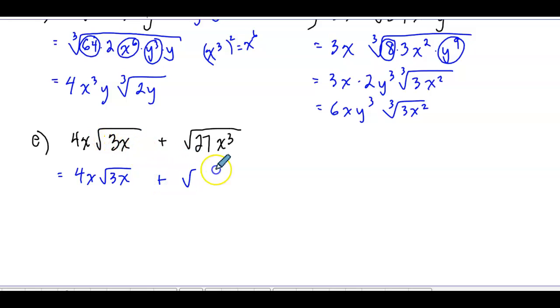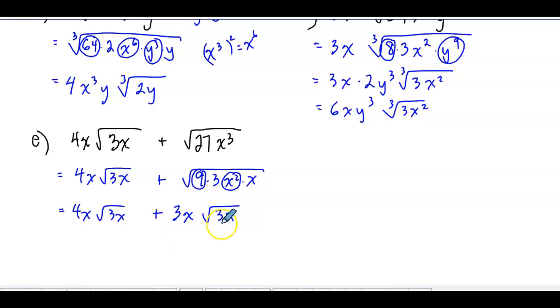Second one, I can. 27 is 9 times 3. X cubed I can show as x squared times x. That's a perfect square. That's a perfect square. So that's going to be 3x outside and 3x inside. They're worth different because this is a radical, right? So that's a radicand. This is coefficient here.